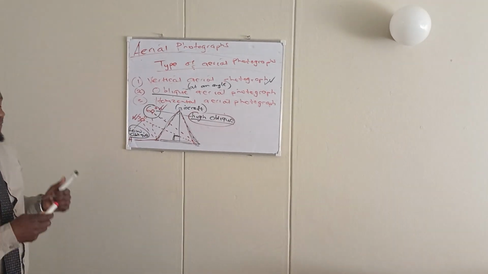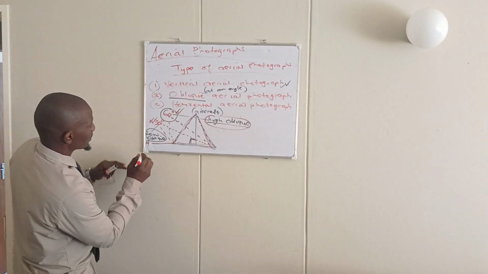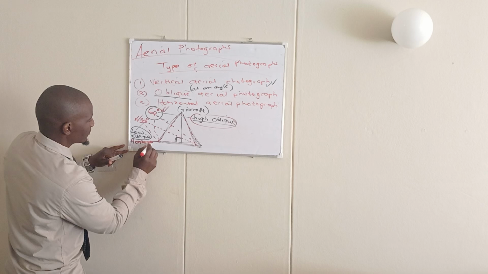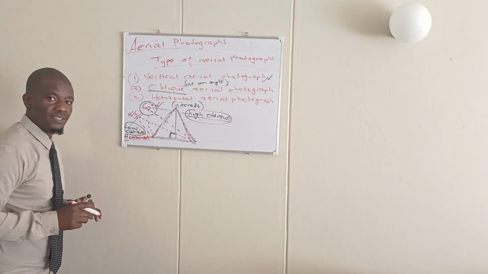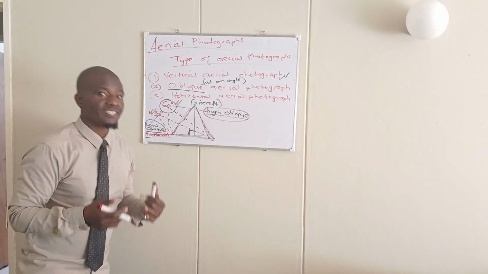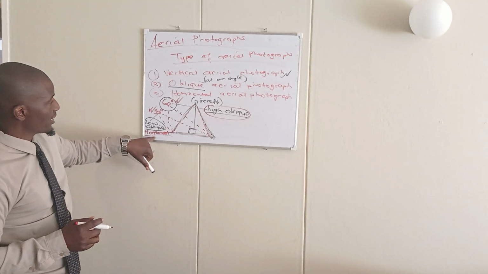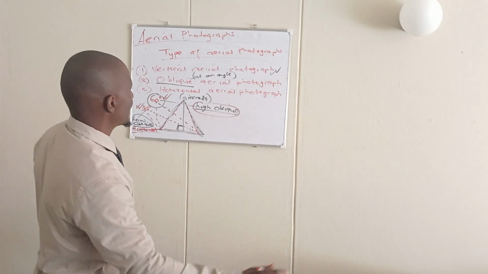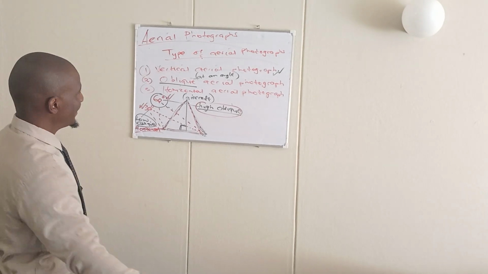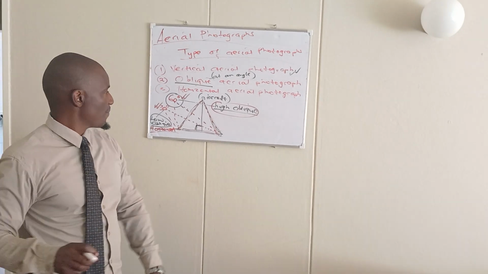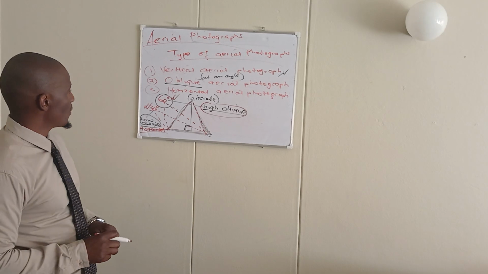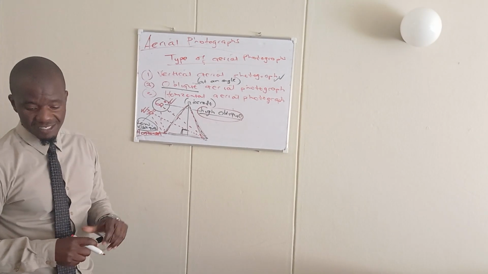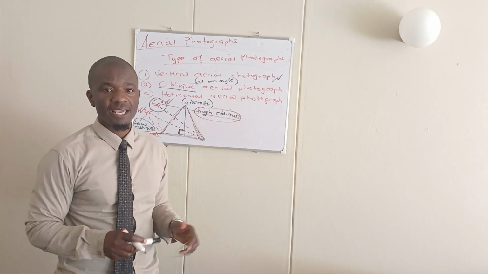Then lastly, we have the horizontal, which means it is taken from the Earth's surface. It is also known as terrestrial photograph, because it is taken on the Earth's surface. So boys and girls, the types of aerial photographs that we have are your vertical aerial photograph, your oblique aerial photograph, which is made up of the high oblique and the lower oblique, and lastly the horizontal aerial photograph. These are the three types of photographs that we have.